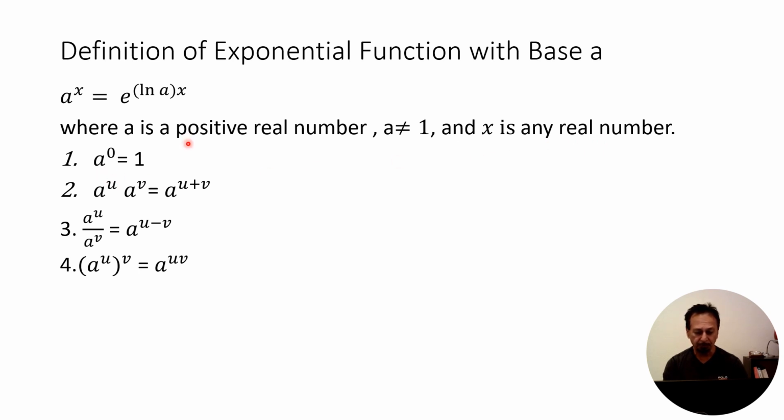Number 1, a to the 0 is 1. Number 2, a to the u times a to the v is a to the u plus v. Number 3, a to the u over a to the v is a to the u minus v. And number 4, a to the u to the power v is a to the power u times v.